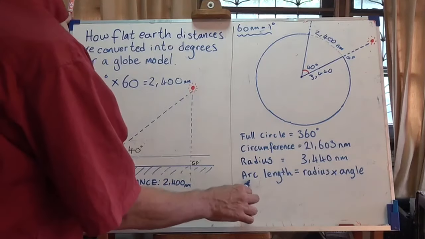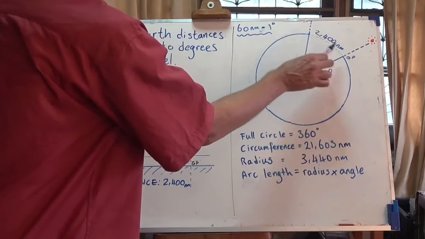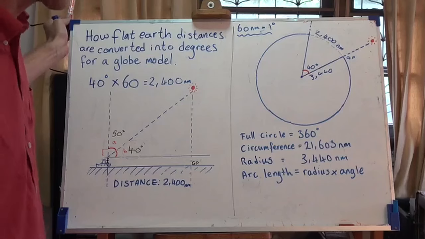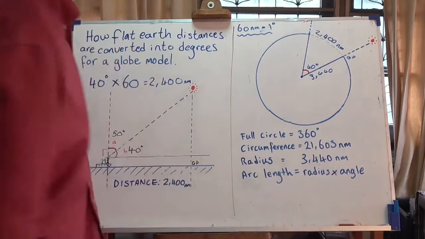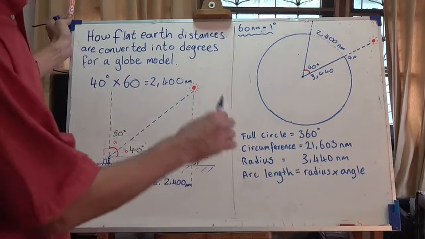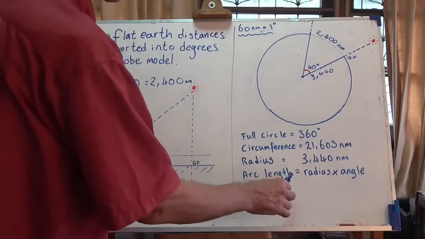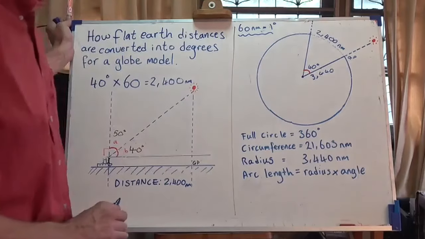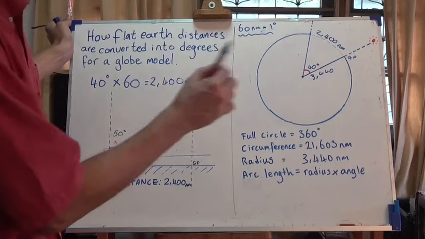Okay, so basically, if you want to work out the arc length, the distance from this point to this point on a sphere or in a spherical coordinate system, then you're going to need the radius multiplied by the angle. Now again, we didn't have the radius, but this is just a process of doing some mathematics, isn't it? Because we've got our angle of 40 degrees, okay, and we've got our 60 nautical miles equals 1 degree.